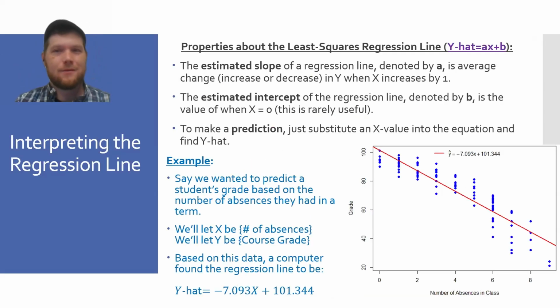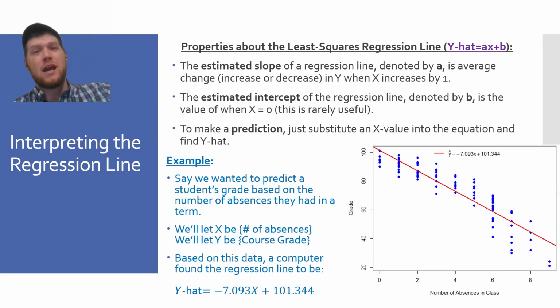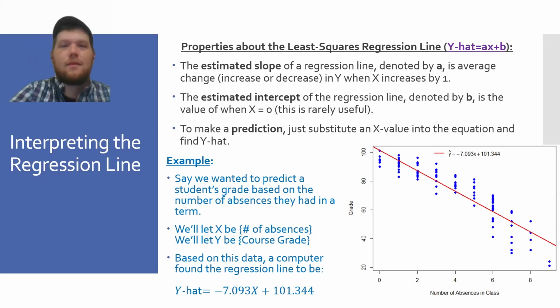The properties of this y hat equals ax plus b. The estimated slope, a, is the average change, increase or decrease, in y when x goes up by 1. Same idea if you had slope in high school: as x goes up by 1, how much does y go up or go down?